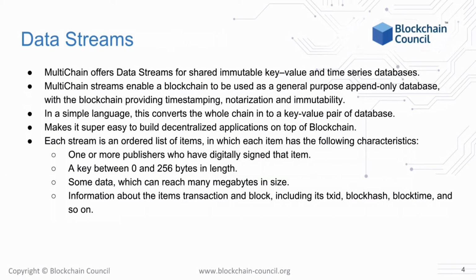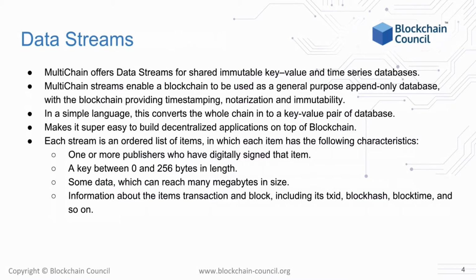Data streams. Now, coming on to data streams, which are a key feature of multi-chain. It offers data streams or shared immutable key value pairs with time-based transactions. So time series database means that every key value pair is recorded into the system. Now, timestamping, notarization and immutability are offered through blockchain by default, so it has actually become a time series of the databases, allowing you to create any number of streams in multi-chain.